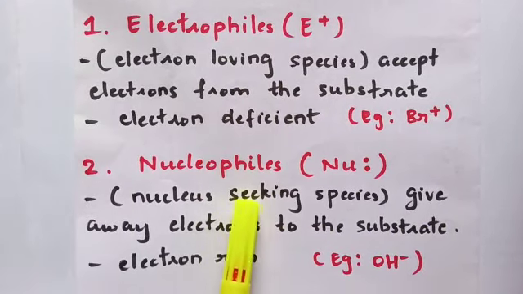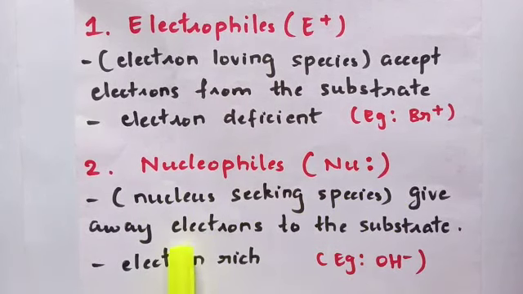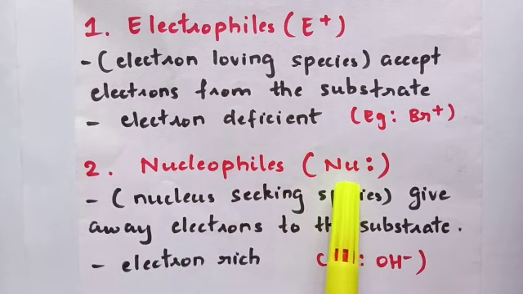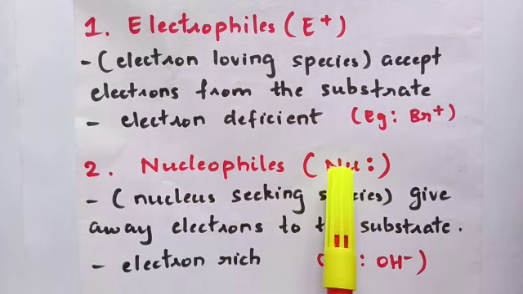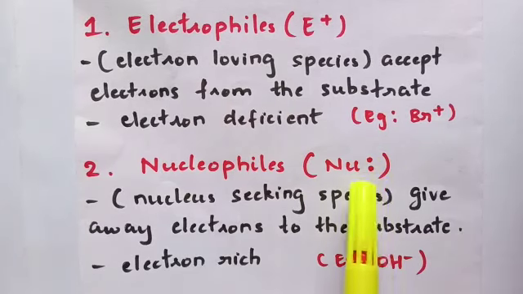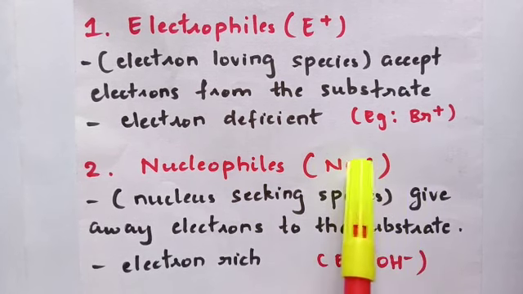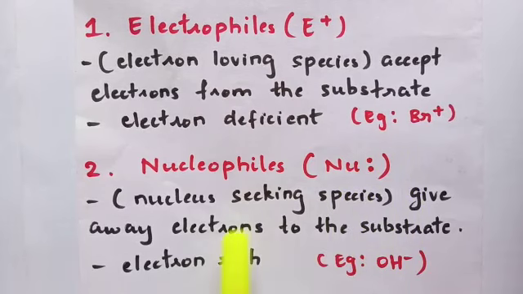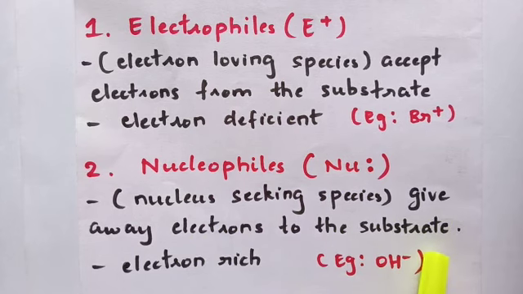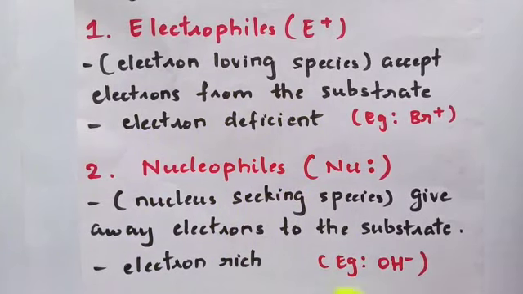And what is a nucleophile? Nucleophile is a nucleus seeking species. They give away electrons to the substrate. As you can see, this is the general form of how a nucleophile is represented, Nu and these two dots, which are nothing but a pair of electrons. So they are nucleus seeking species. They need positive charge, they are attracted towards positive charge. As you can see, they have extra electrons, they are electron rich in nature, so they will give electrons to the substrate. For example, OH minus. So electrophile is something that will accept electrons from the substrate, and nucleophile is something that will donate electrons to the substrate.